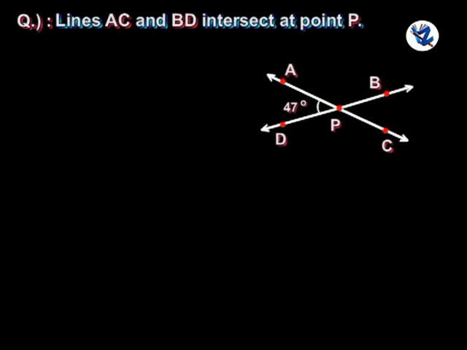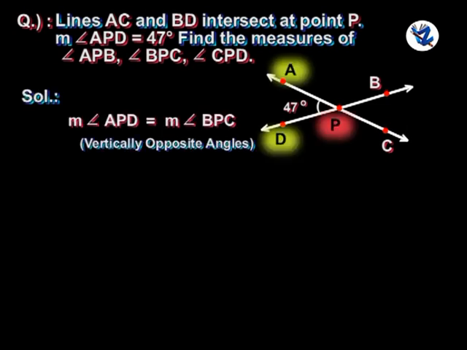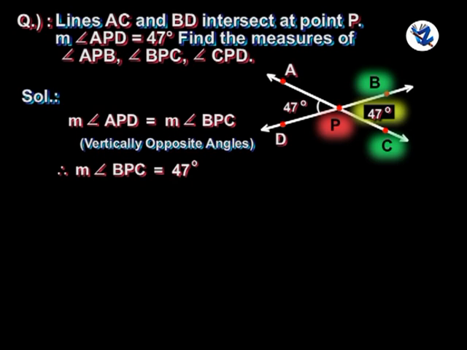Question. Lines AC and BD intersect at point P. Measure angle APD is equal to 47 degrees. Find the measures of angle APB, BPC and CPD. Angle APD and angle BPC are vertically opposite angles and hence they are of equal measure. Therefore, measure angle BPC is equal to 47 degrees.